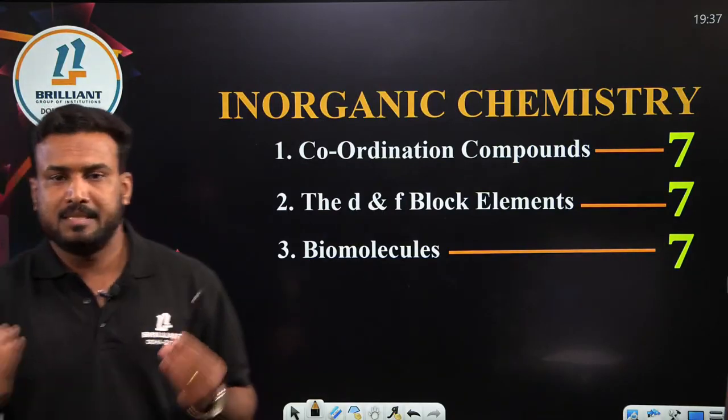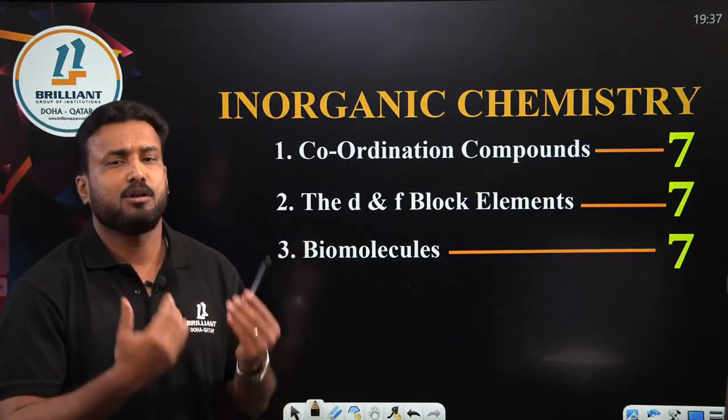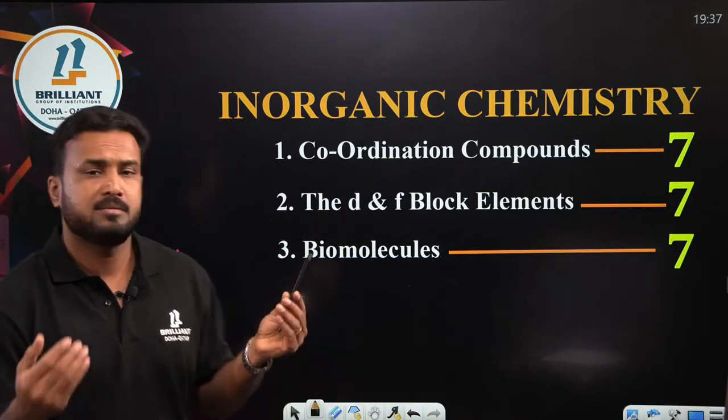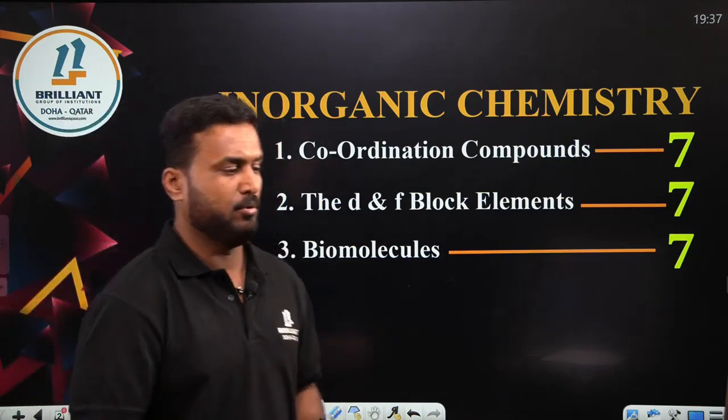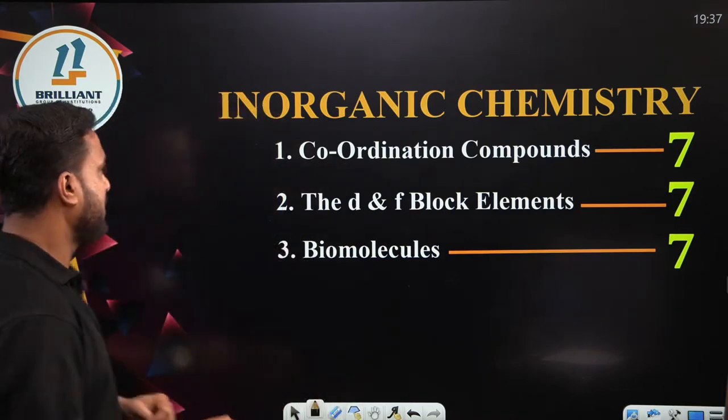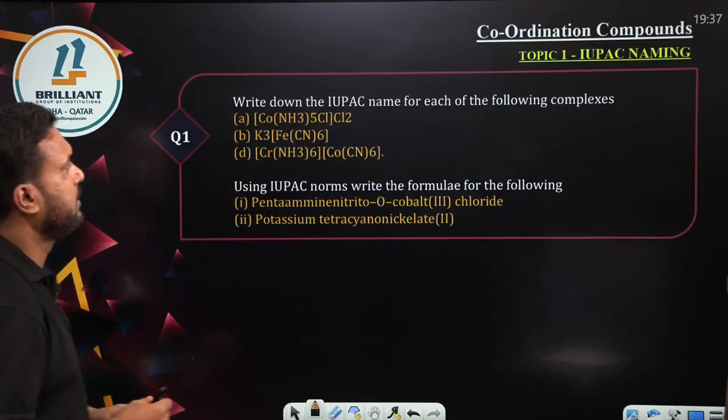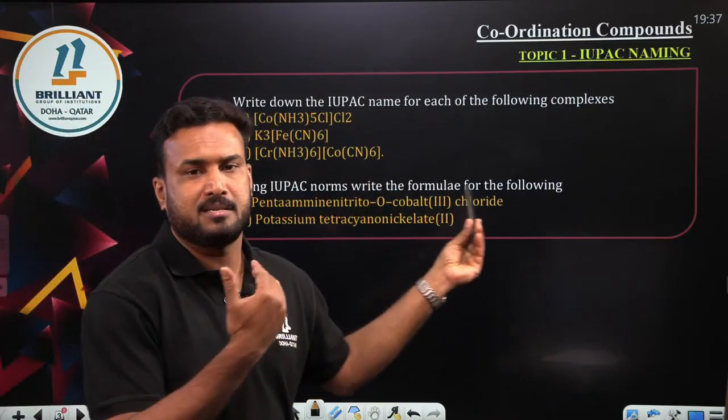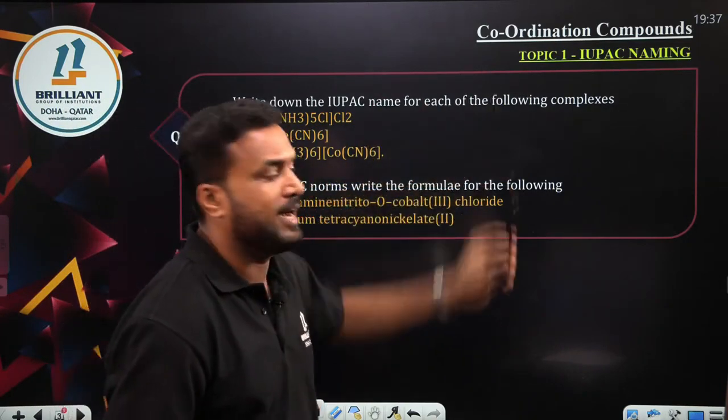See, for these three chapters, the weightage is almost the same. We have coordination compounds, the d and f block elements, and biomolecules. So now we will start with coordination compounds. See, topic-wise questions I selected. So we will go for IUPAC naming.